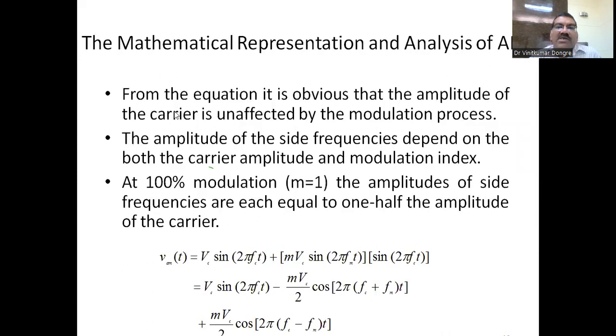So quickly, from the equation it is observed that the amplitude of a carrier is unaffected by the modulation process. The amplitude of the side frequency depends on both the carrier amplitude and the modulation index. So at 100% modulation, M equals 1, the amplitude of the side frequencies are each equal to 1/2 of the amplitude of the carrier. M VC by 2, M VC by 2. M is 1, so it is VC by 2.